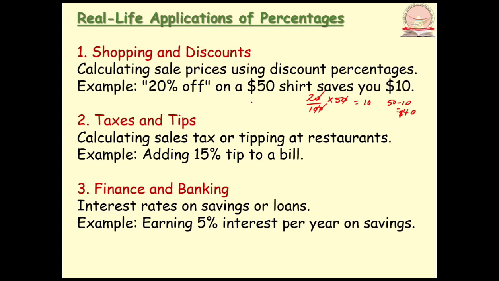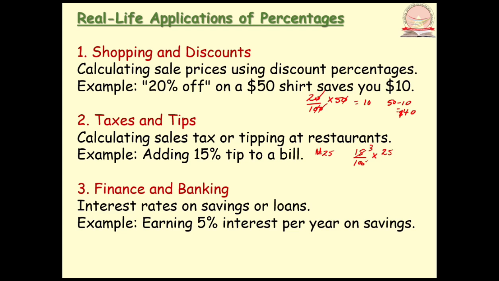So calculating sales tax or tipping at restaurants. For instance, adding a 15% tip to a bill simply means there is an increase in the amount of money that you are meant to pay initially. For instance, if the amount of money you are meant to pay is 25 naira and there is an addition of 15%, what does this imply? This implies that you're going to have your percentage times the amount that you are meant to pay. Let's reduce this.